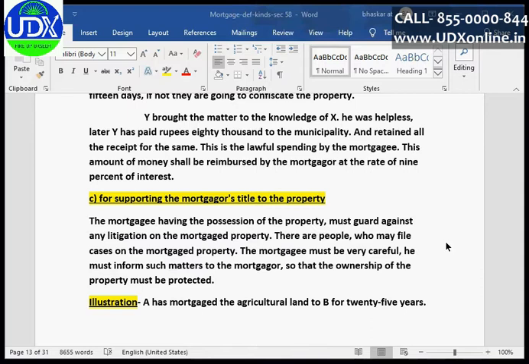Definitely, the mortgager, because he is the absolute owner, will not at all keep quiet. He will definitely take action. The mortgager will appoint a good advocate. He will pay the fees to the advocate. He will provide all the evidences to the advocate. And he will fight in the court of law to protect his property.